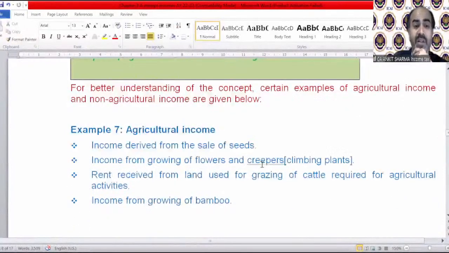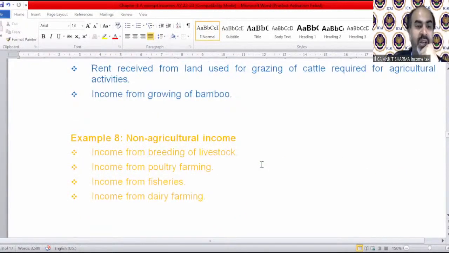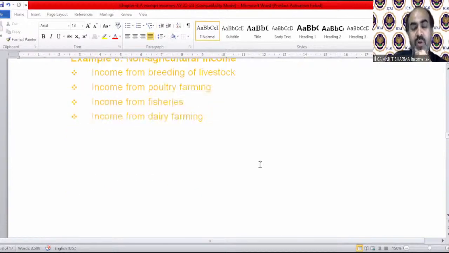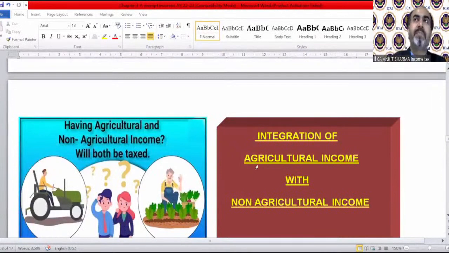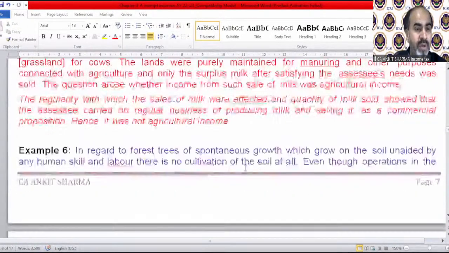Now there are examples of agricultural income: income from sale of seeds, income from growing of flowers, etc. These are agricultural income. Some non-agricultural income: income from breeding of livestock, income from poultry farming, income from fisheries, income from dairy farming. There's a concept also, if we do not produce an agricultural product but we get it automatically, naturally, like in the rainy season, if you have a park in front of your house, some plants grow naturally. If I just sell the produce from those plants in the market without doing any activity of agricultural nature, in that case, that is also not an agricultural income. It has also been given in example number 6.